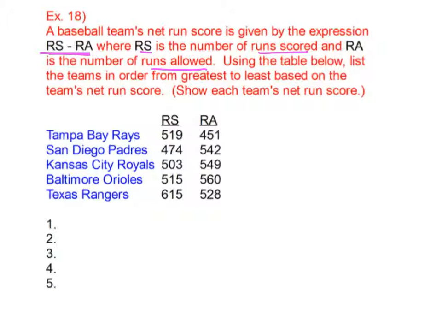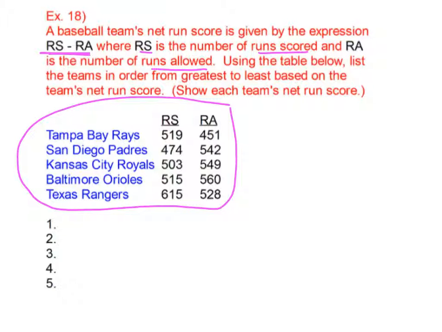So you don't need to write the entire problem, but you do need to show some work and maybe write this part. And then what we're going to do for example 18 is we're going to do their net run score. So we're going to take RS and we're going to subtract RA. And I'm going to do the math for you so you don't necessarily have to do it. You're just going to kind of copy this down and just know what to do.